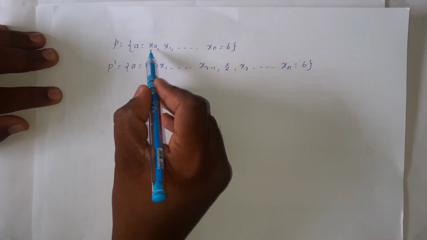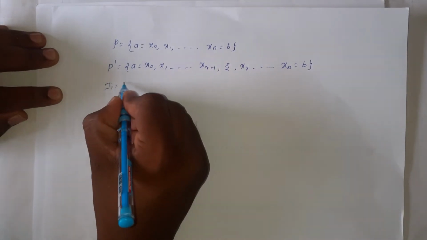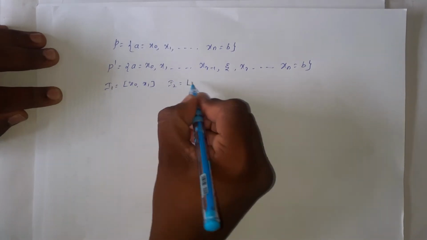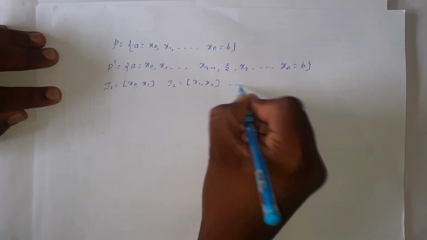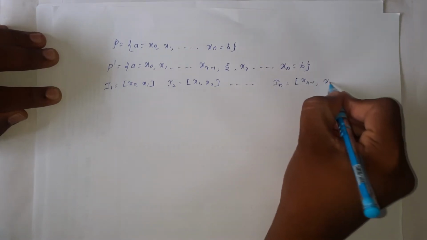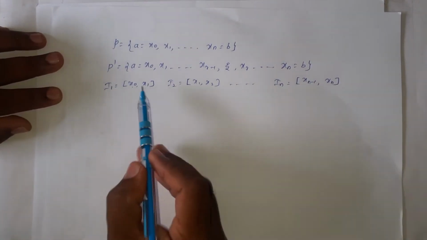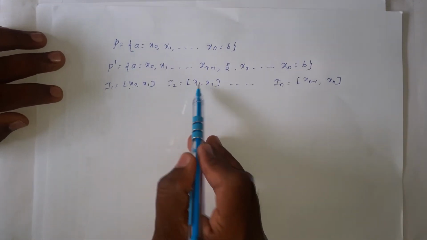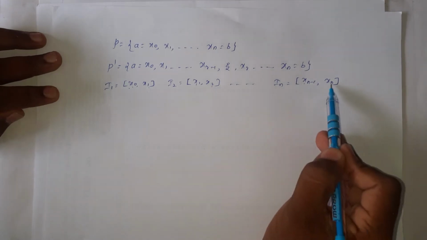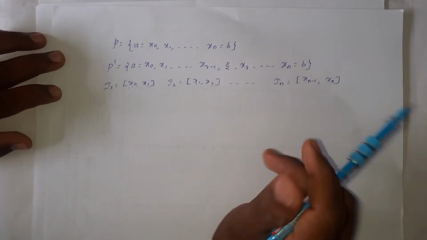Now, here if you consider each sub interval in P, that will be I 1, that is from X naught to X 1, then I 2, that is from X 1 to X 2, and so on, I n, that is equal to X n minus 1 to X n. So, here each sub interval is containing 2 points, and the length of each sub interval will be same.